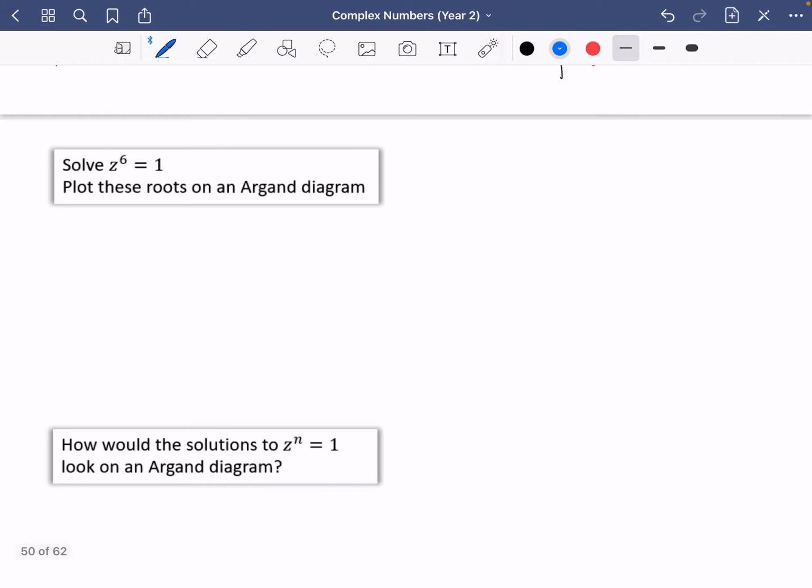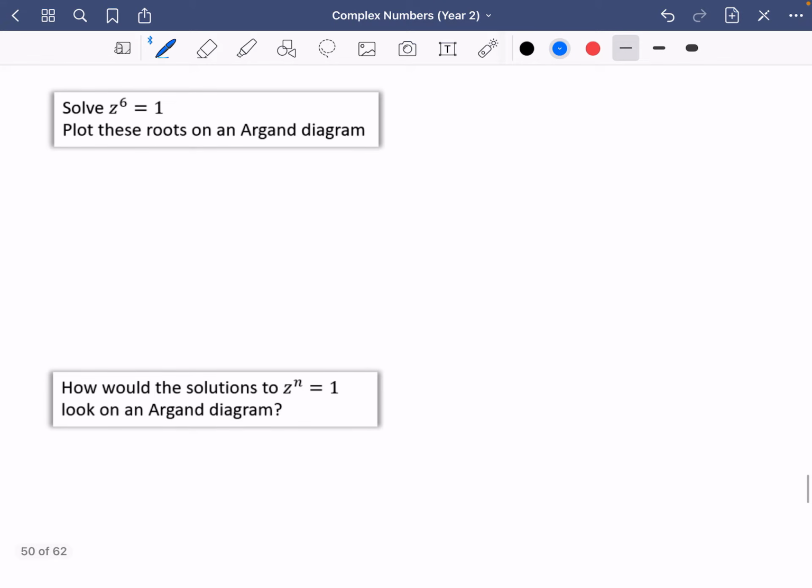We're going to solve z to the power of 6 equals 1. We're going to plot these roots on an Argand diagram. So I'm going to do it the slightly longer method, even if there is a quicker method, just because I'm interested to keep using that method we've done so far. So z to the power of 6 is just going to be e to the 0i, putting it in exponential form. So z is going to be e to the 0i to the power of 1 over 6.